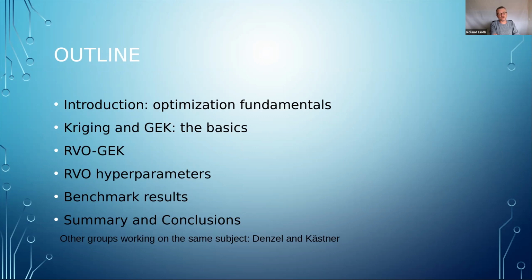Also, the gradient-enhanced Kriging contains hyperparameters, and we're going to discuss how some of these parameters are computed in a way that doesn't involve an optimization of the hyperparameters. After that, I'm going to show you benchmark results on 3 different sets of test suites, and I'm going to round up with a summary and a conclusion. Before I proceed, I would like to mention that similar works have been done by the group of Denzel and Kessner, and towards the end, I'm going to compare my results with those.